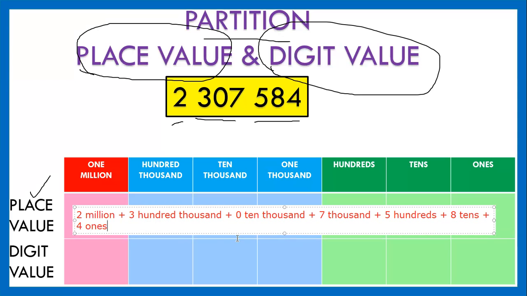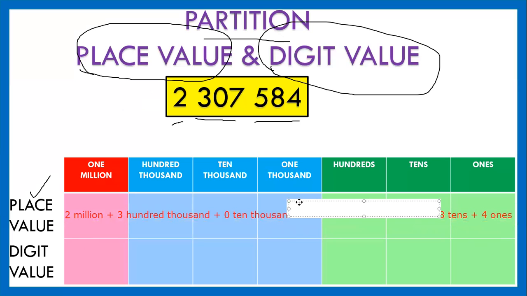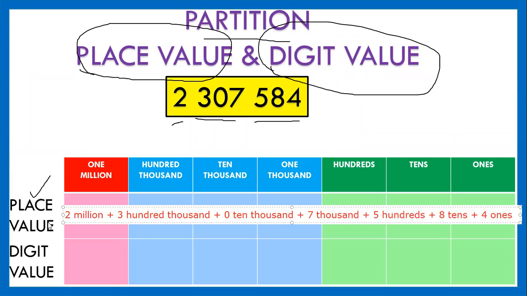I'm going to make this a little smaller so it all falls into a picture. I think I can't make it smaller. Yeah, that's about it. You see? So here you can see clearly that a place value means you mention the house. 2 million plus 300,000 plus 0, 10,000 plus 7,000 plus 5 hundreds plus 8 tens and plus 4 ones. That's how you partition or break the number up into place value.